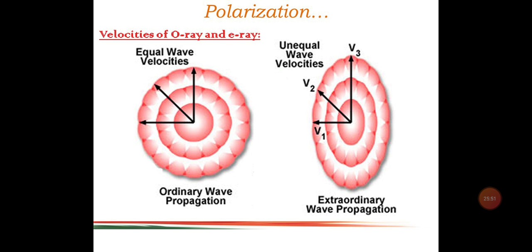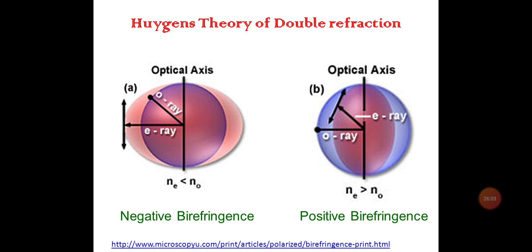You can see that corresponding to this positive crystal you get the spherical shape, and corresponding to extraordinary wave propagation you get the ellipsoid, since the velocity is different in different directions. This figure also explains the same: for the negative crystal the sphere is inside the ellipsoid, and for the positive crystal the sphere is outside the ellipsoid.